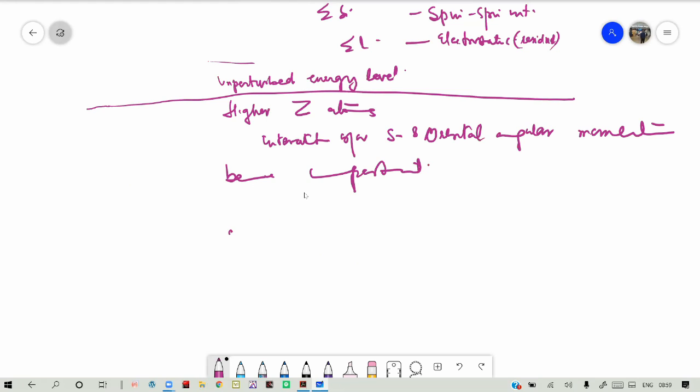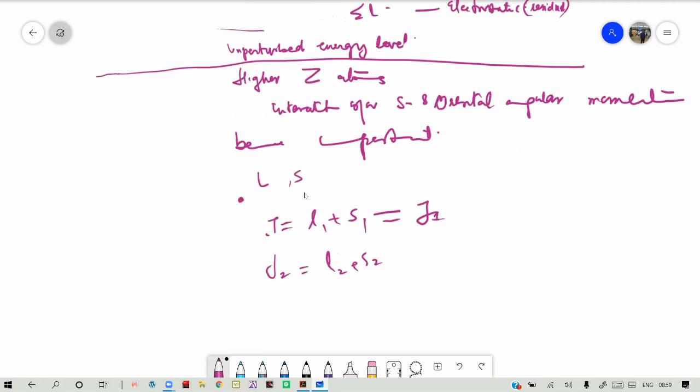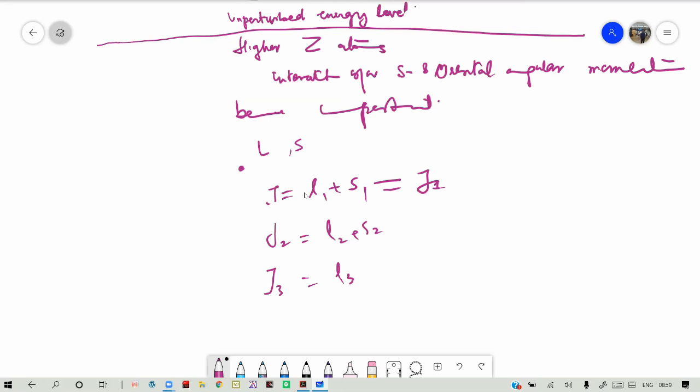That means if we have an electron here and it has an orbital angular momentum L and spin S, then J will be L plus S for one electron. For two electrons, first we find, for one electron, let it be J1. Similarly, J2 is L2 plus S2, and J3 is L3 plus S3, etc. And then we get the total J as J1 plus J2 plus J3. This is a simple concept actually. How it is done, I will tell you.